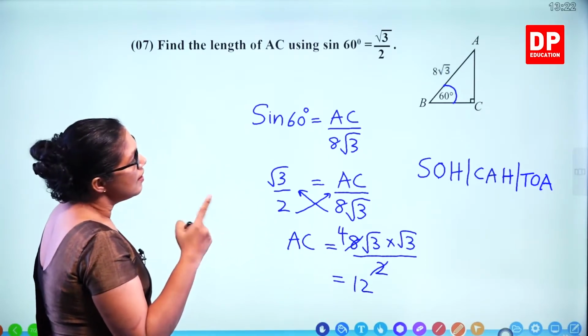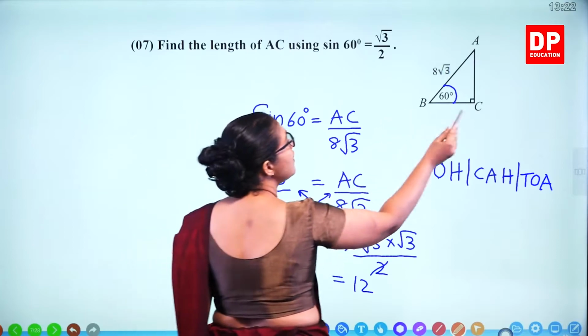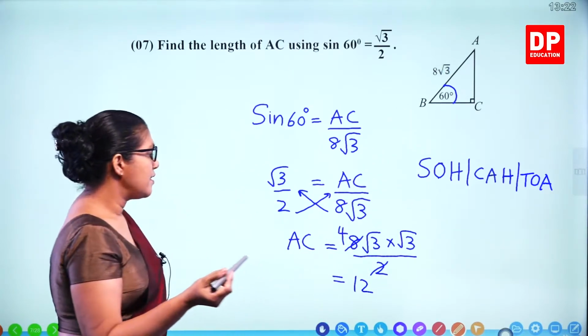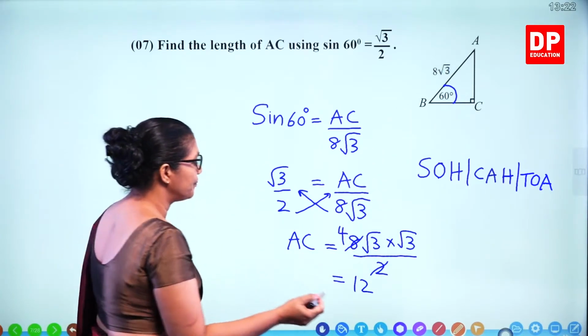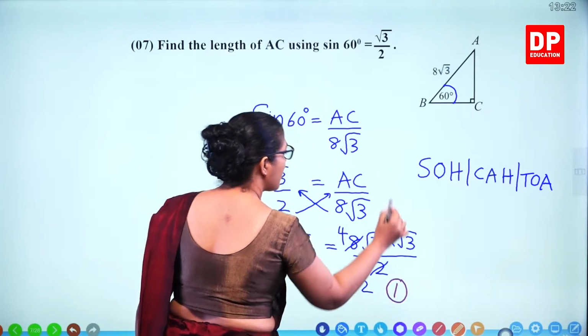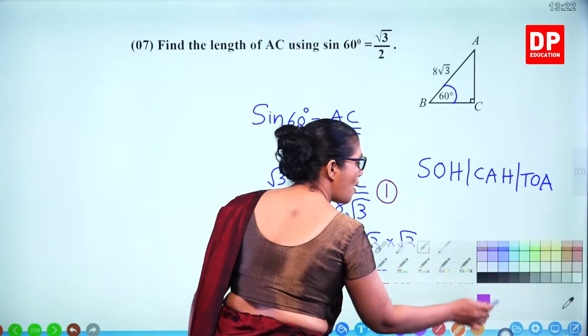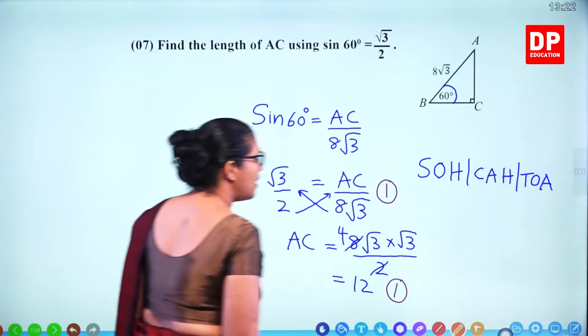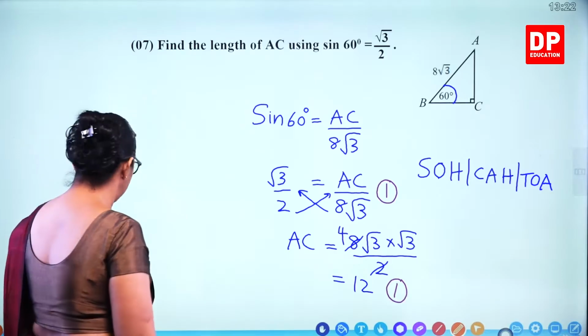The units are not given, so you can't write anything. So AC is 12. So 2 marks again: 1 mark here and 1 mark there. So method and accuracy marks.